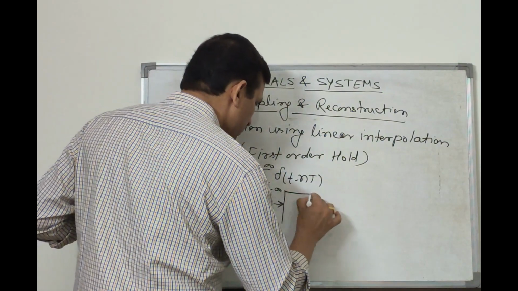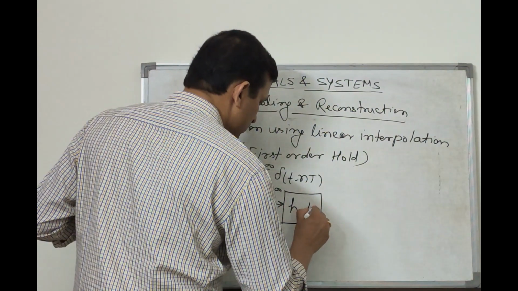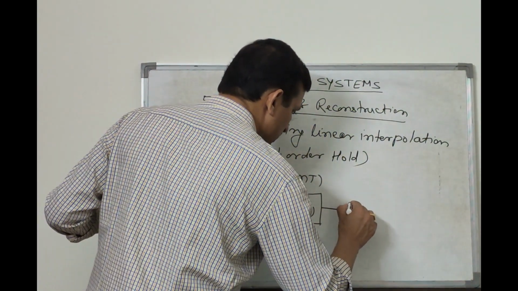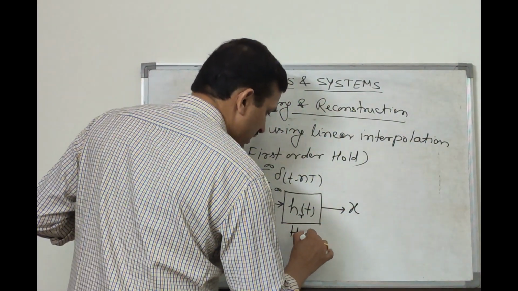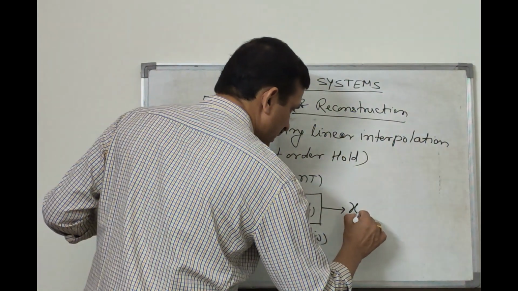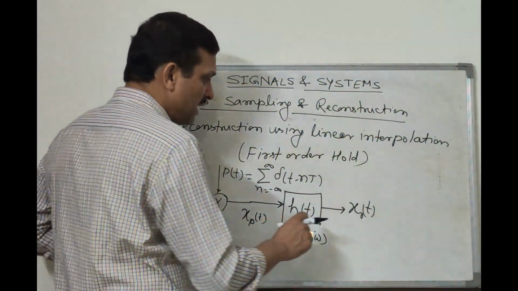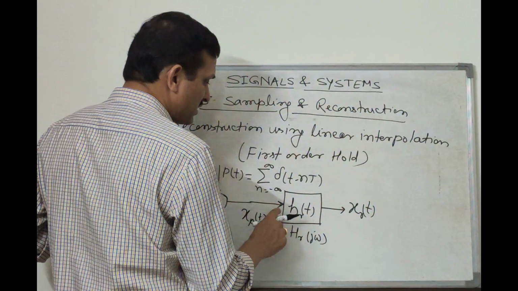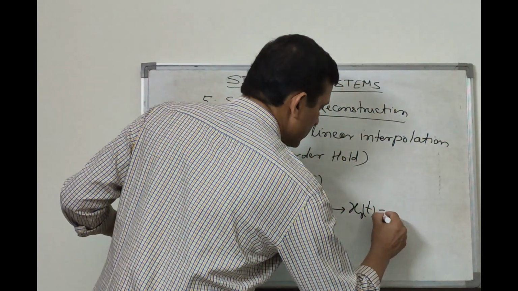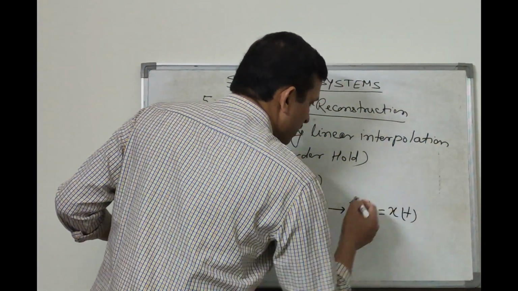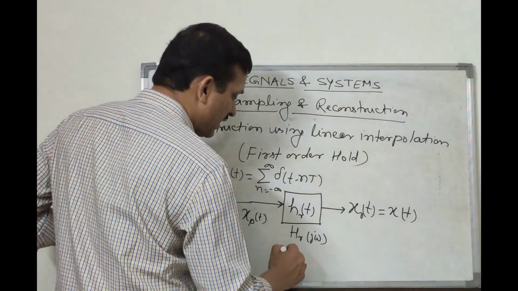If xp(t) is passed through a filter, let us call this filter s(t), a reconstruction filter, or in frequency domain SR(j omega), then this gives a reconstructed signal xr(t). We have seen in our last class that xr(t) was exactly recovered from the sample signal if this filter is ideal low pass filter.